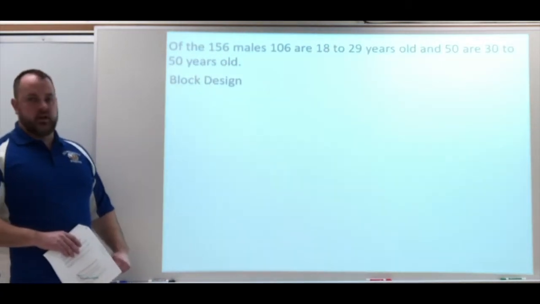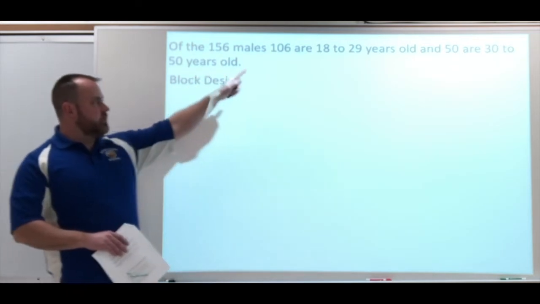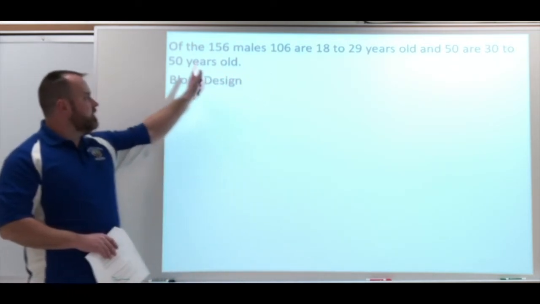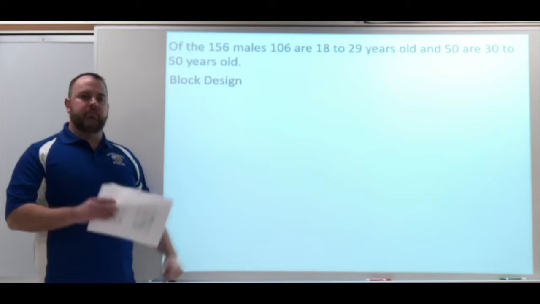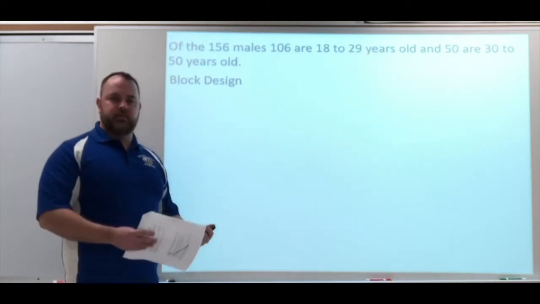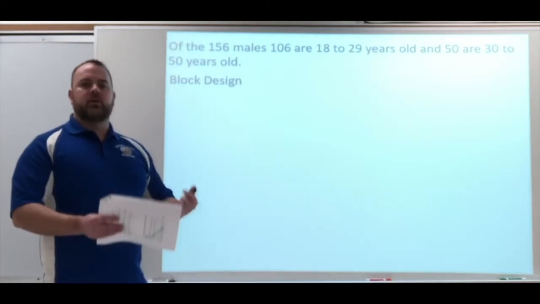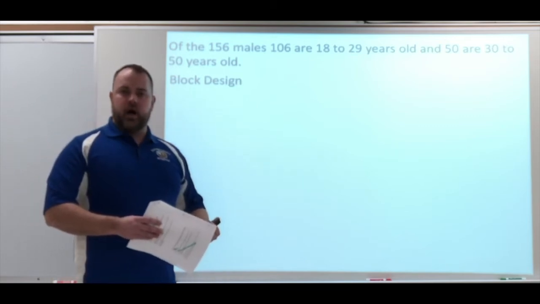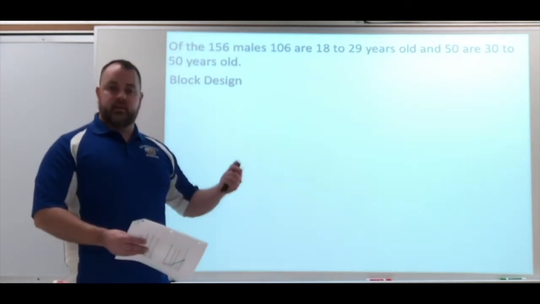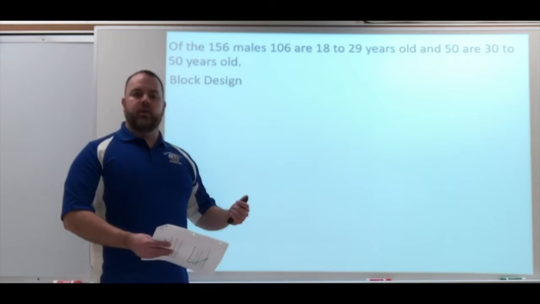Now what a block design is going to do, it's going to take those 18 to 29 year olds, the 30 to 50 year olds, and split them up. A block design takes a characteristic of the observational unit. It's something that could also affect our response, and we're going to split that up in the very beginning. It's a way of controlling that factor now.